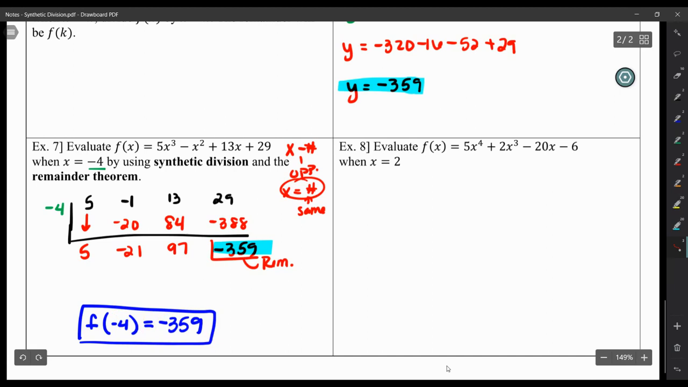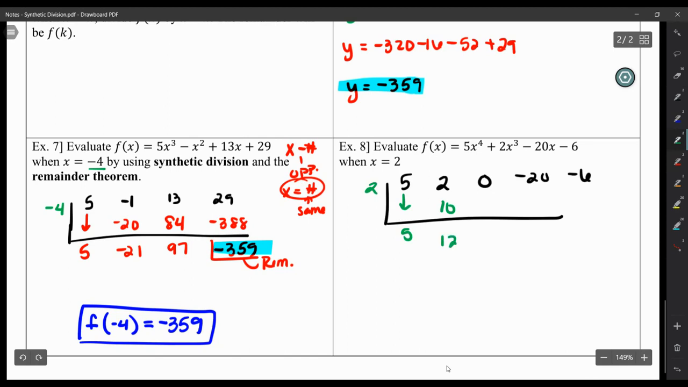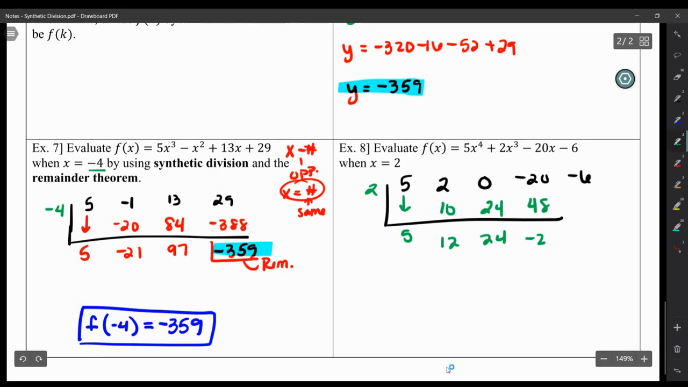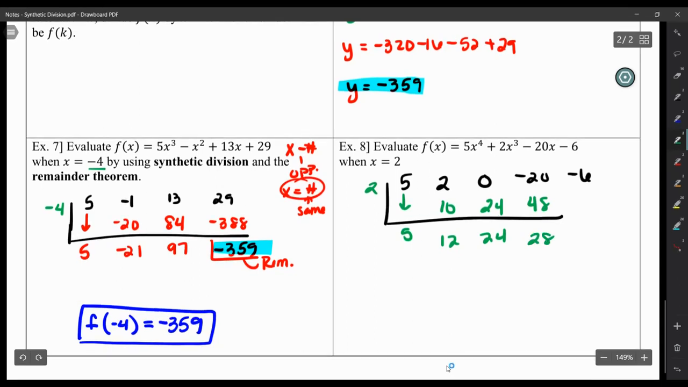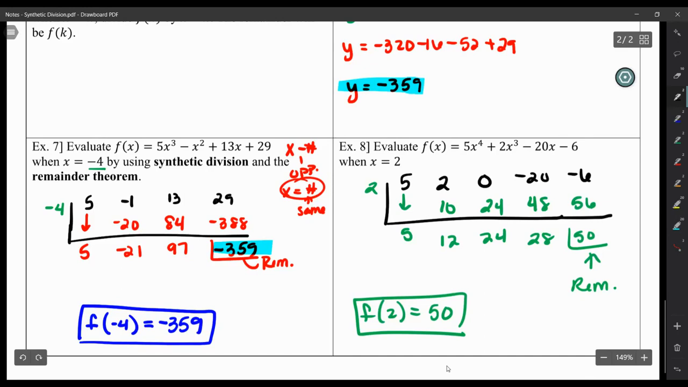So pause the video, try example 8, using synthetic division. This should have been your answer for example number 8.